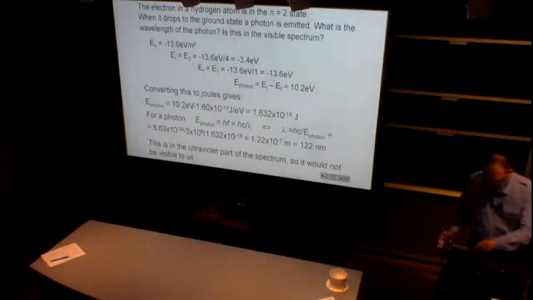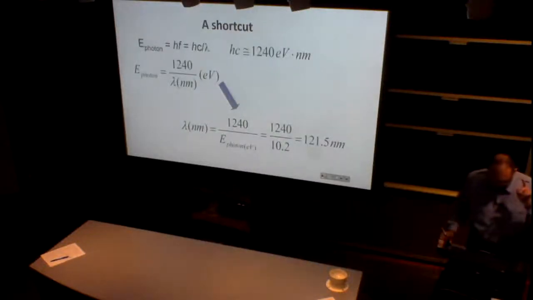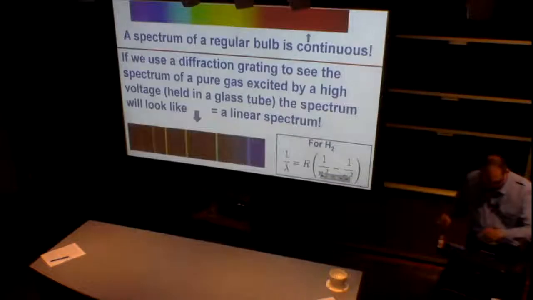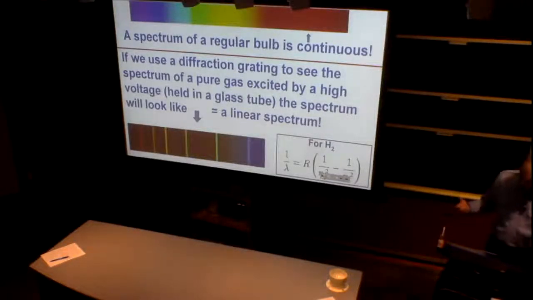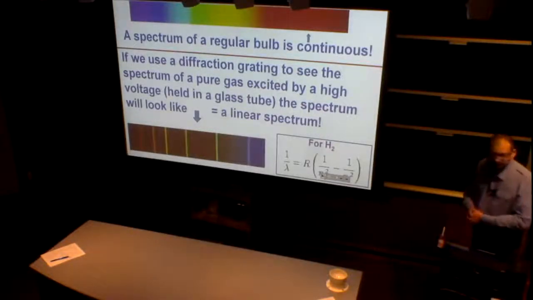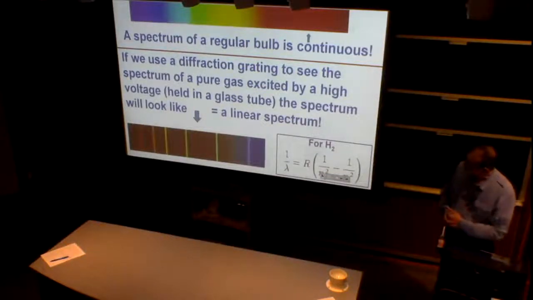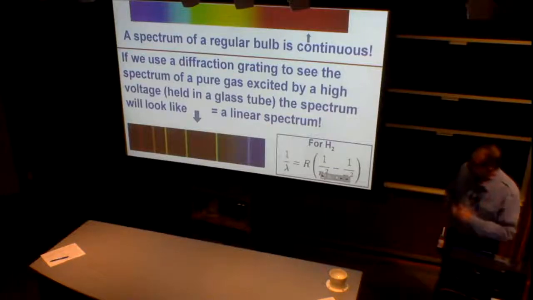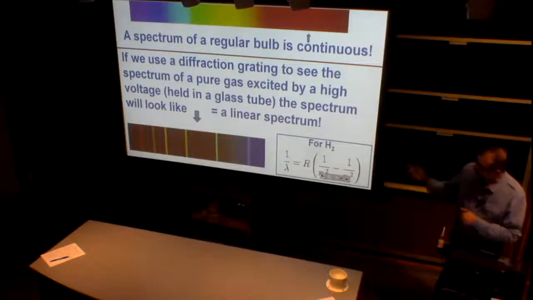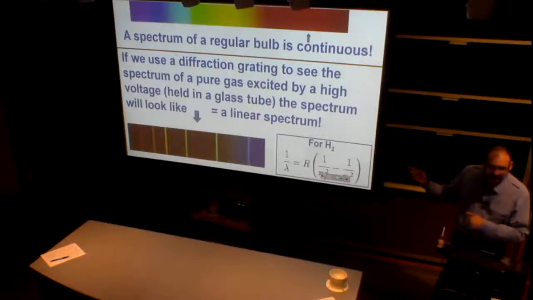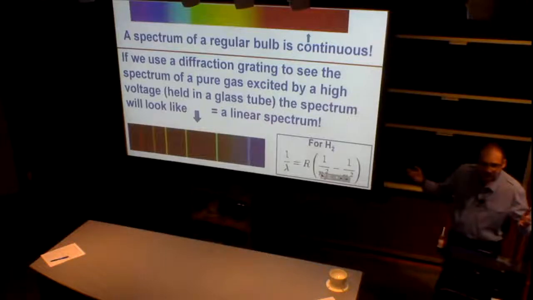So that's what I used. And this is a spectrum of a pure gas, for the hydrogen. We would see several lines. That's in the visible spectrum. But of course, there are lines which are beyond the visible spectrum. To find those lines, we would have to use photocells.